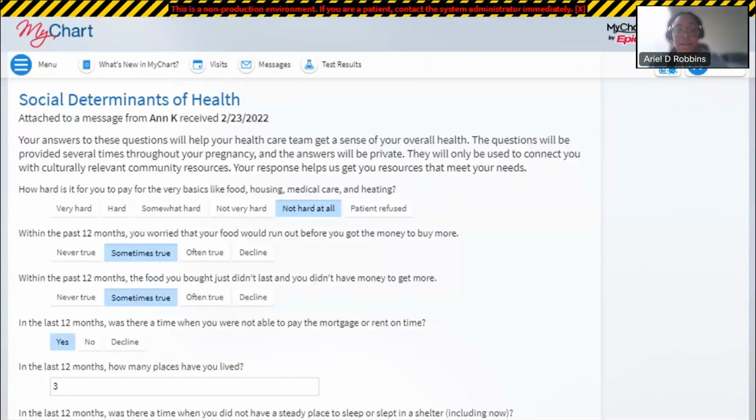This is just a visual of what that screening looks like in MyChart. So this is from the patient perspective. So when you receive that screening in your MyChart, either app or online or whatever, you're able to complete that screening, those screening questions, and then that information is sent back to your clinical care team.